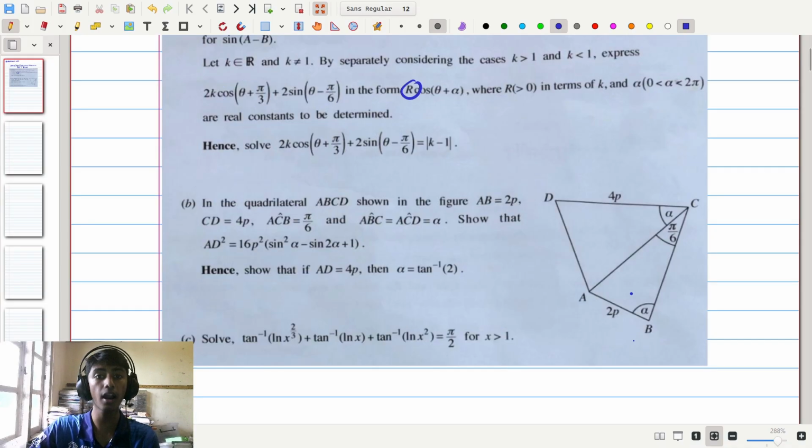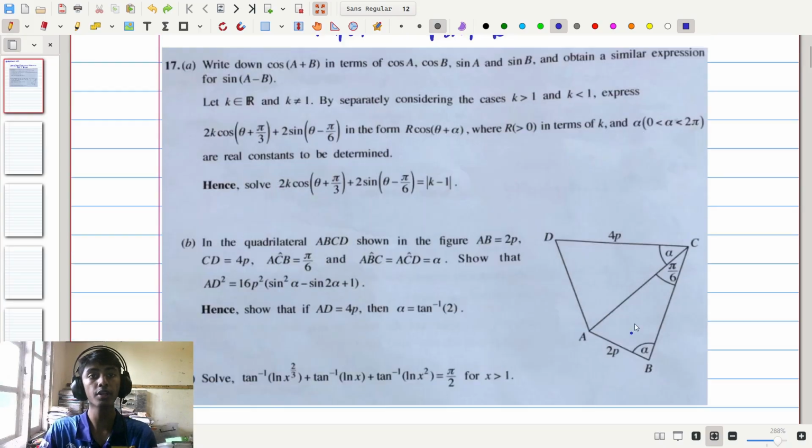in the form of r times cosine of theta plus alpha, where r, which is a positive number, is in terms of k, and alpha, which is an angle in between 0 and 2 pi radians, are real constants to be determined. It then finally says, hence solve 2k times the cosine of theta plus pi by 3 plus 2 times the sine of theta minus pi by 6 equal to the modulus of k minus 1. Now here we'll probably have to use the cases of k greater than 1 and k less than 1 separately in order to solve this question.